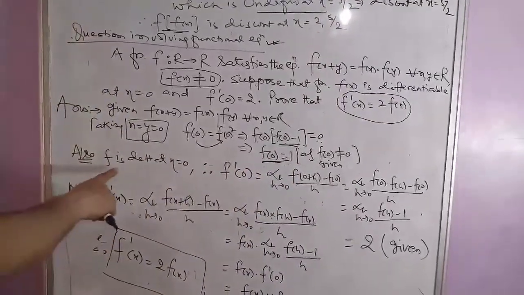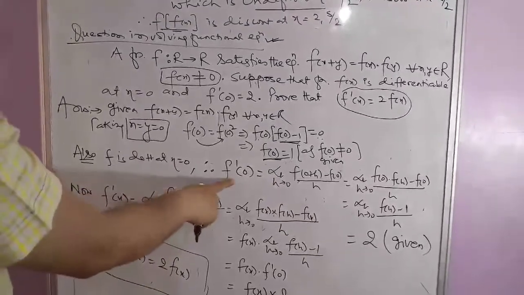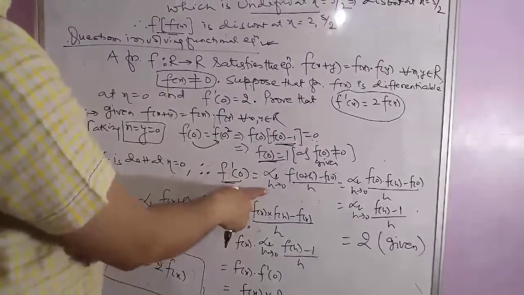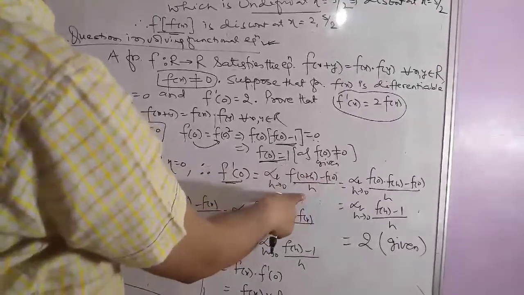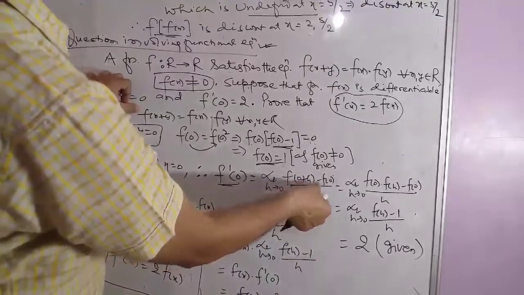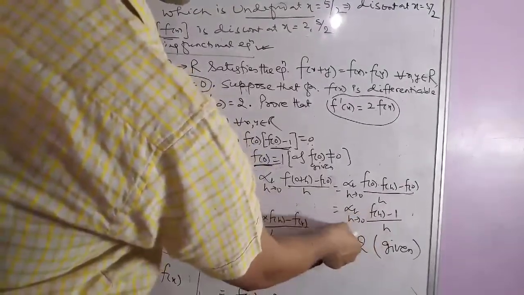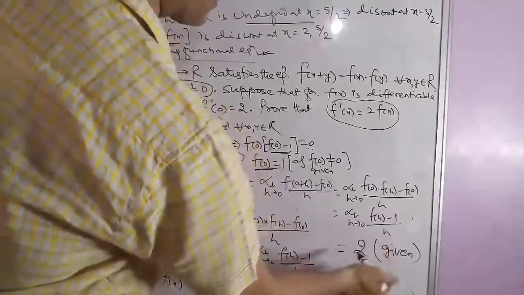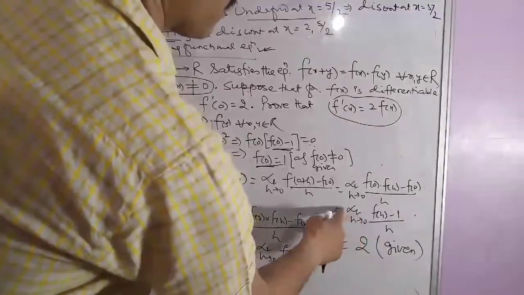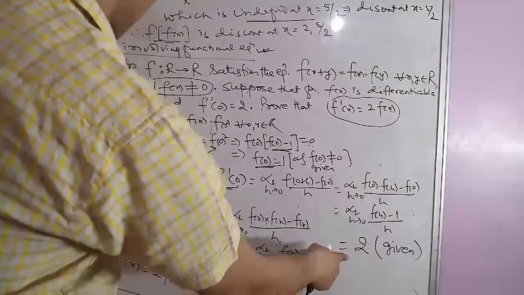The next information is that f is differentiable at x equal to 0, that is, f dash 0 exists. We write the formula of f dash 0: limit h tends to 0 of (f(0 plus h) minus f(0)) by h. We use the functional equation: (f(0) into f(h) minus f(0)) by h. Here f(0) equals 1, so limit h tends to 0 of (f(h) minus 1) by h. We are given f dash 0 equal to 2, so limit h tends to 0 of (f(h) minus 1) by h equals 2. We use this result in the next step.